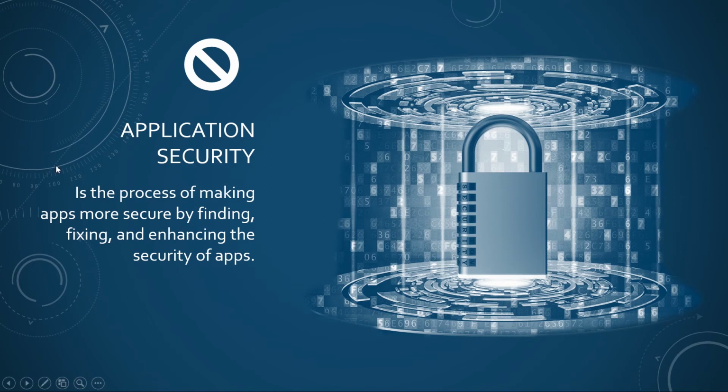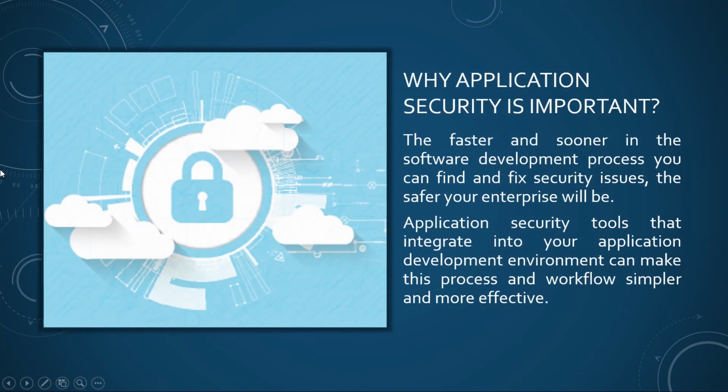But why is application security important? The faster and sooner in the software development process you can find and fix security issues, the safer your enterprise will be, because everyone makes mistakes. The challenge is to find those mistakes in a timely fashion. For example, a common coding error could allow unverified inputs. These mistakes can turn into SQL injection attacks, and then data leaks if someone finds them.